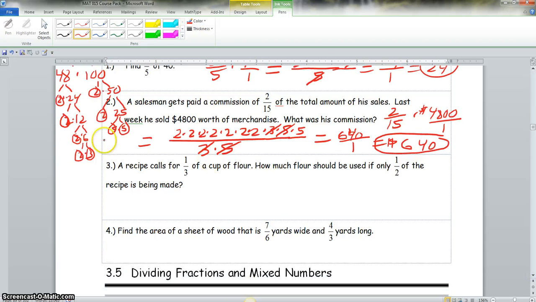Okay, now we scroll down here. It says a recipe calls for 1/3 of a cup of flour. How much flour should be used if only 1/2 of the recipe is made? So it's 1/3 of a cup of flour, and you're only making half of it. So it's half of this 1/3. So it's 1/3 times 1/2, which is just 1/6. Nothing will simplify out.